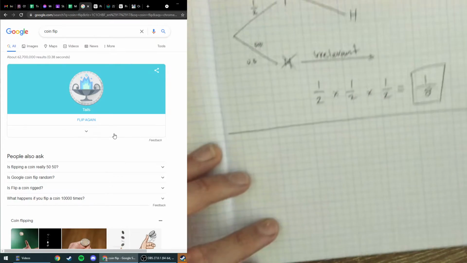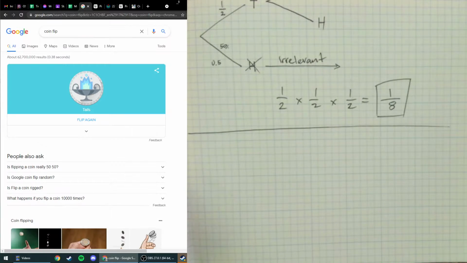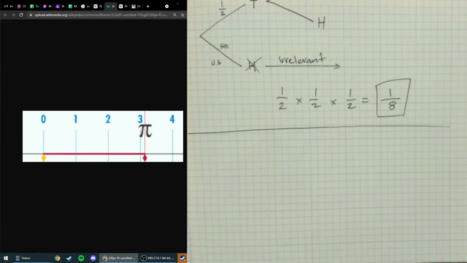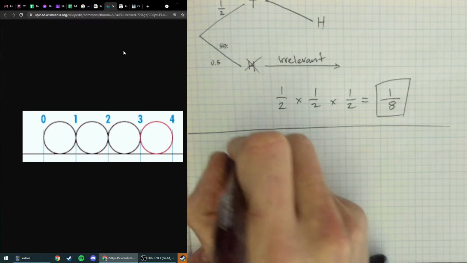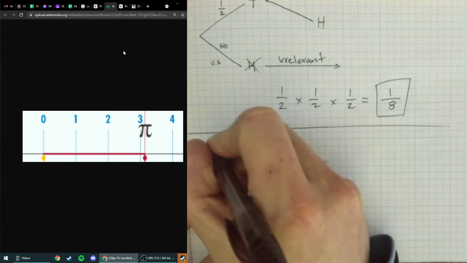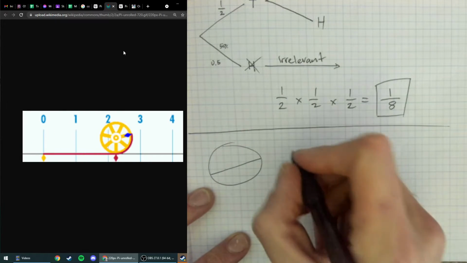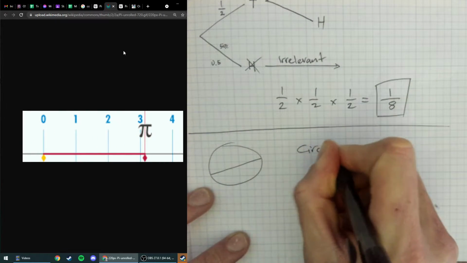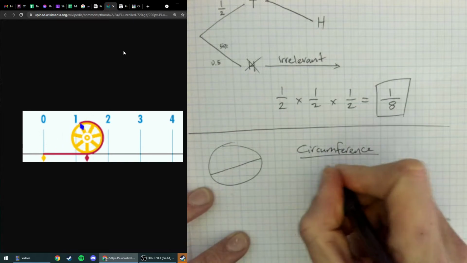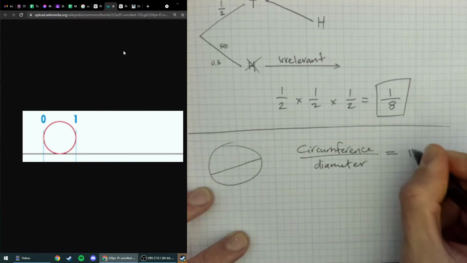Okay, let's have a look at the next question that we got asked. So the next question was about pi. Whenever you have a circle, if you get the circumference of the circle and you divide it by its diameter, this is where the number pi comes out. So circumference divided by, I'm just going to do a fraction, over diameter, the number that comes out is pi.